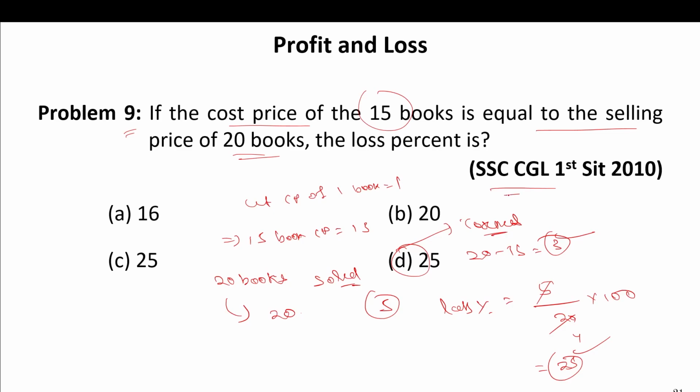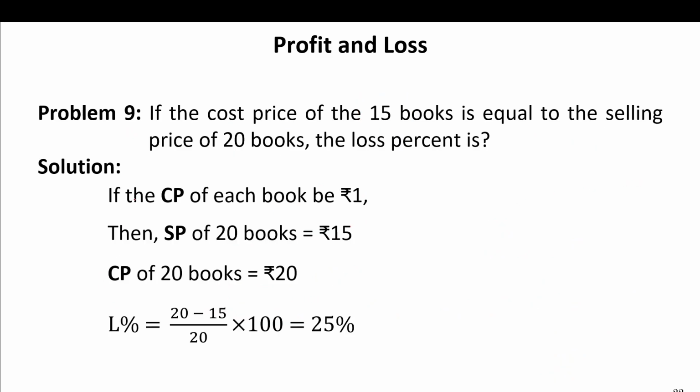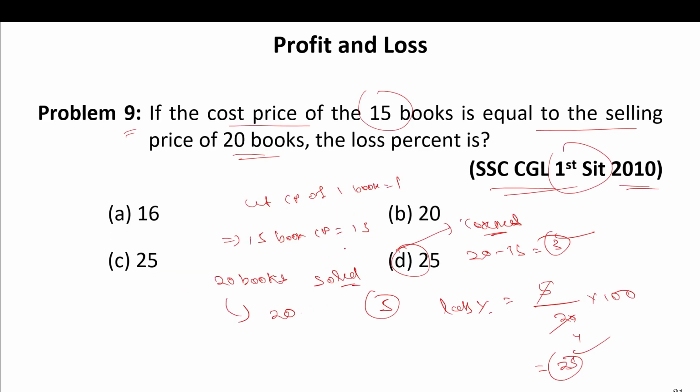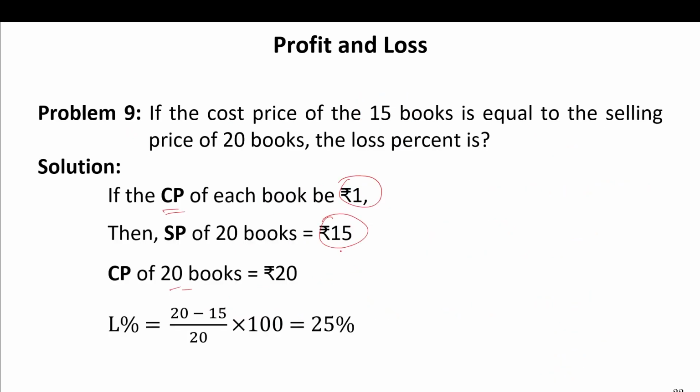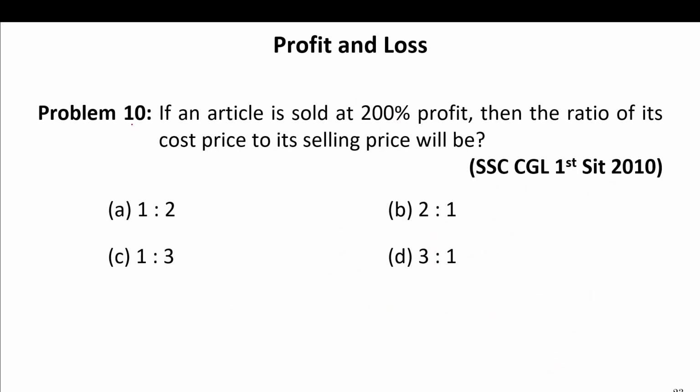So this question has appeared in SSC CGL first sitting 2010 paper. Okay. So as you can see here, if CP of one book is 1 rupee, then SP of 20 books will be 15 rupees. Okay. But CP of 15 books will be 15 rupees. So CP of 20 books will be this much. So loss percentage is equal to this much, that is 5 by 20 into 100. This is equal to nothing but 25%. Okay. So let's see problem number 10.